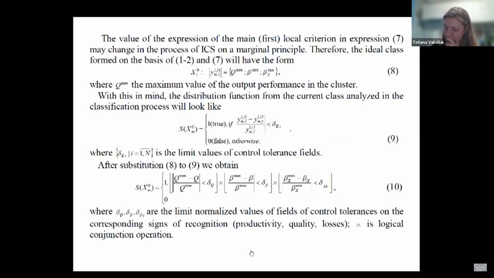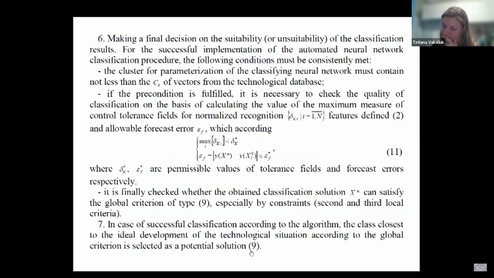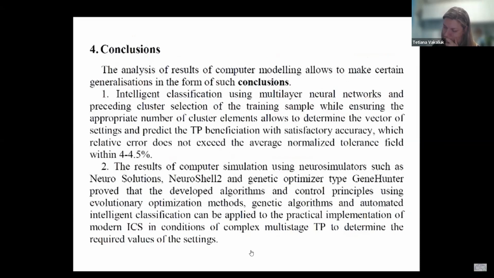9. 4. Conclusions. The analysis of results of computer modeling allows to make certain generalizations in the form of such conclusions. 1. Intelligent classification using multi-layer neural networks and preceding cluster selection of the training sample while ensuring the appropriate number of cluster elements allows to determine the vector of settings and predict the TP beneficiation with satisfactory accuracy, which relative error does not exceed the average normalized tolerance field within 4 to 4.5%.